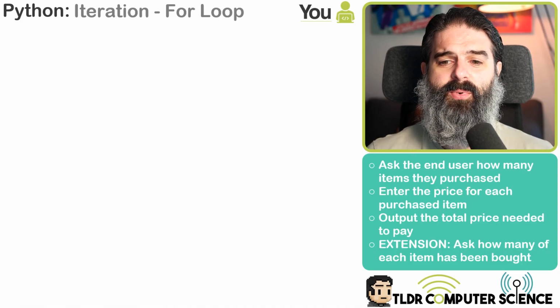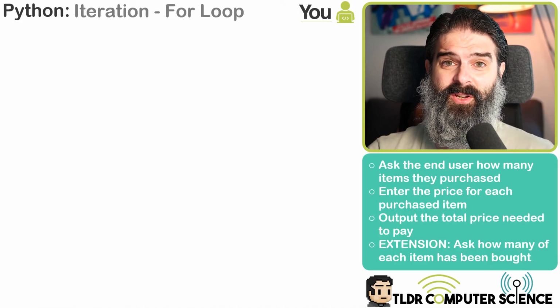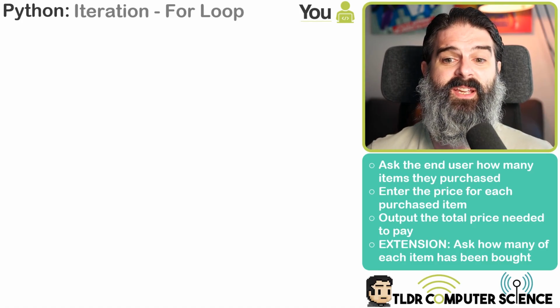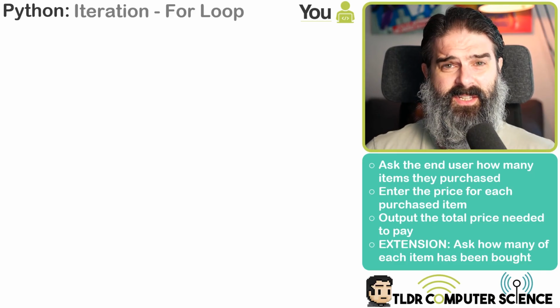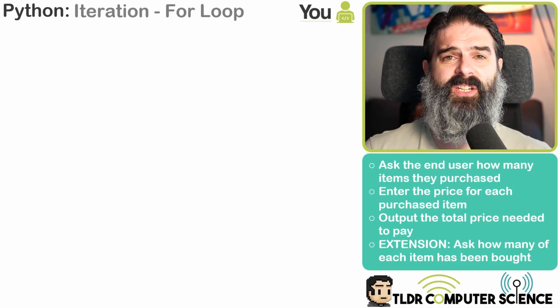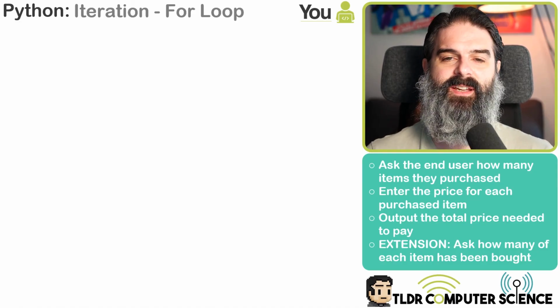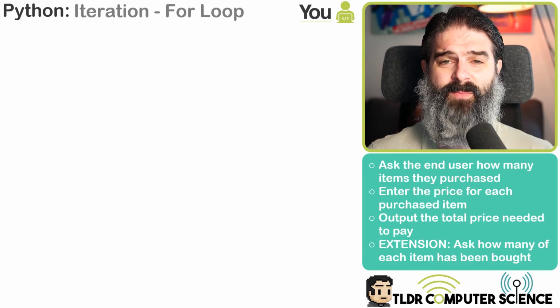Then output the total price needed to pay. So in this loop that presumably you're going to be making, you're going to have to just take the items in turn as they input it and then tell them how many they've actually purchased. Now, the last bit, this is the extension, is for each item they've bought, you can also ask them a second question, how many of these items have been bought, and use that to update the total. Okay, you can do this. Confidence, best of luck, pause now.